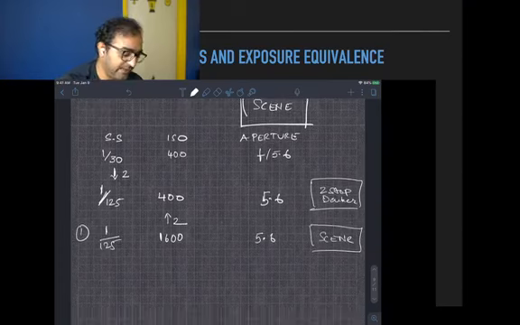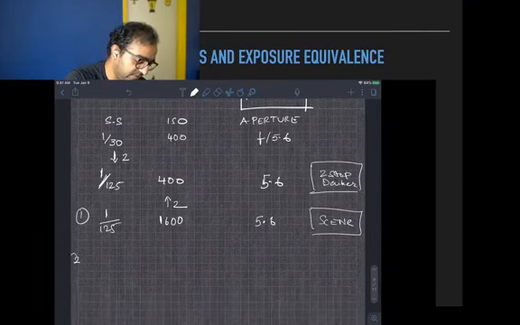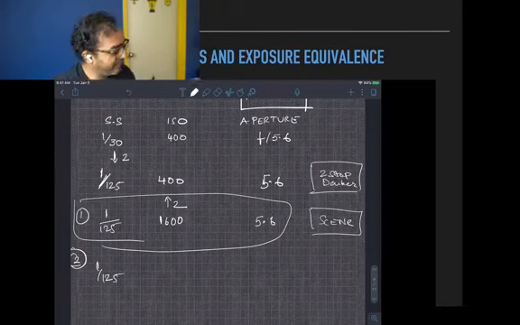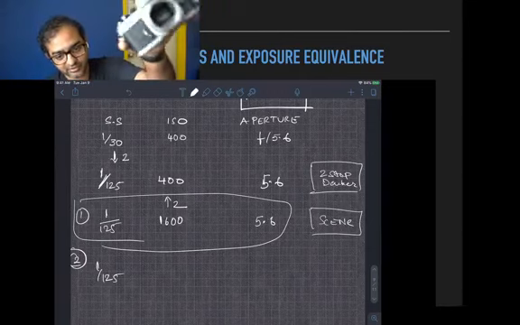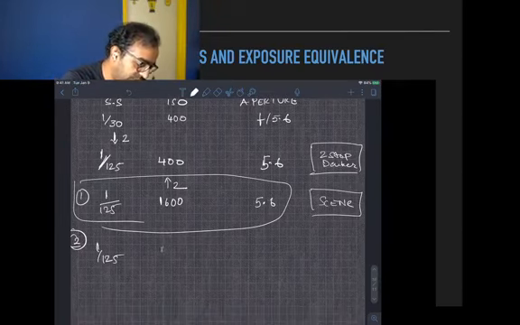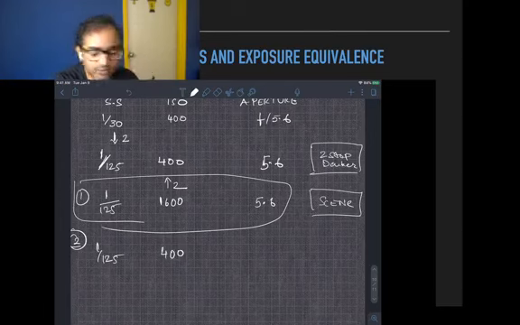The second way of doing this is, I still want 1 by 125. Let's say I'm shooting with a film camera, right? I've got a film camera right here. In a film camera, I can't change the ISO. So I'm stuck with the ISO, I'm stuck with 400. So the only thing left for me to control is the aperture.